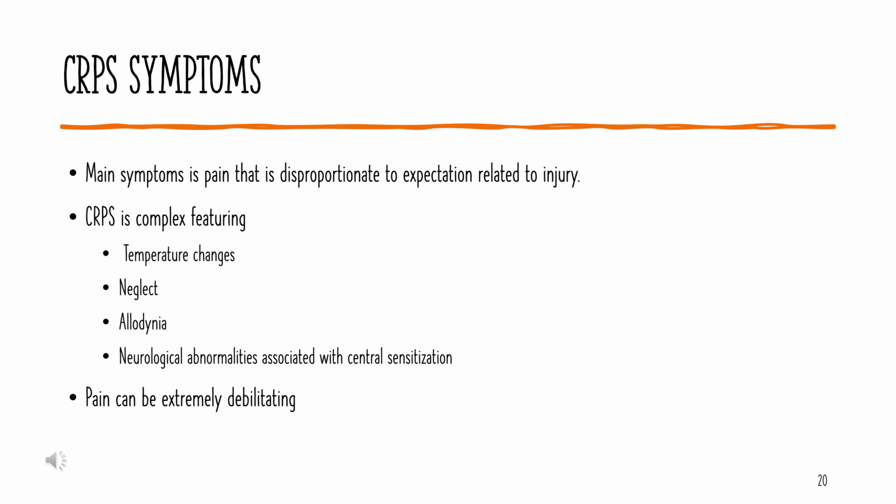CRPS can also feature changes in the perception of temperature, neglect of the limb or the area where the CRPS is occurring, allodynia, which refers to pain from a stimuli that would not generally be painful. For example, maybe some clothing you're wearing brushing against where you're experiencing CRPS might be painful when typically it would not. And one can also experience other neurological abnormalities associated with central sensitization. The pain from this diagnosis can be extremely debilitating and can prevent people from participating in their daily occupations.